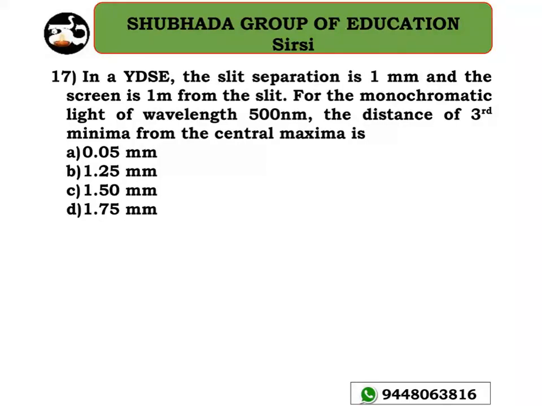This says that in a Young's double slit experiment, the slit separation is 1 millimeter, in the sense d equal to 1 millimeter, and the screen is 1 meter away from the slit, in the sense capital D equal to 1 meter, for monochromatic light of wavelength 500 nanometer, in the sense lambda equal to 500 nanometer. The distance of the third minima from the central maxima is?